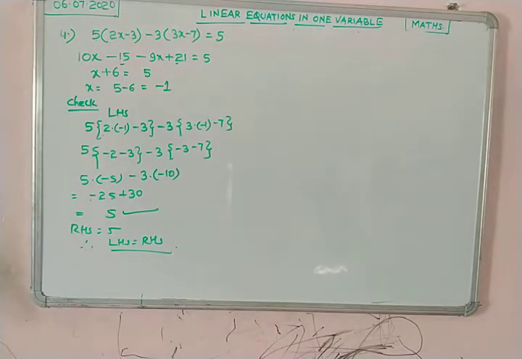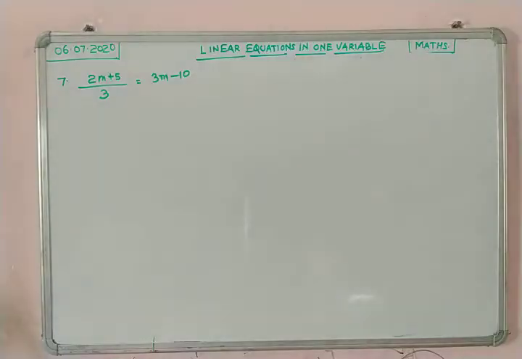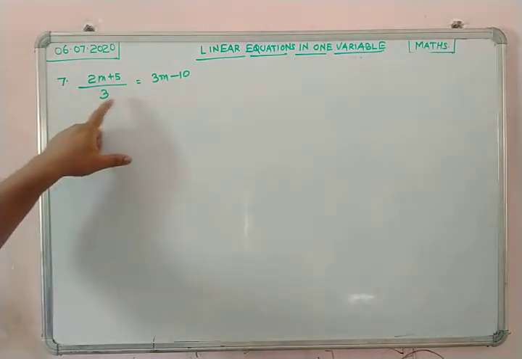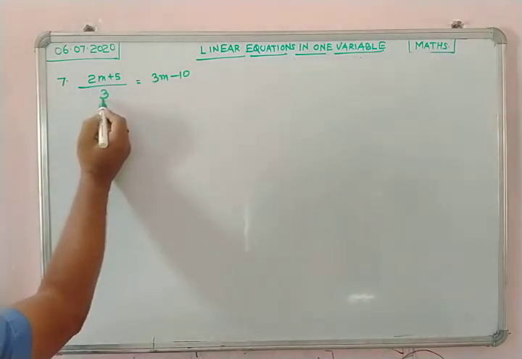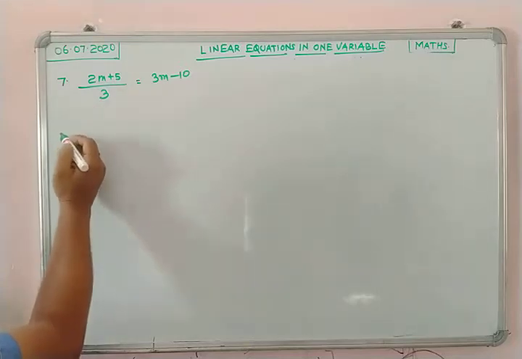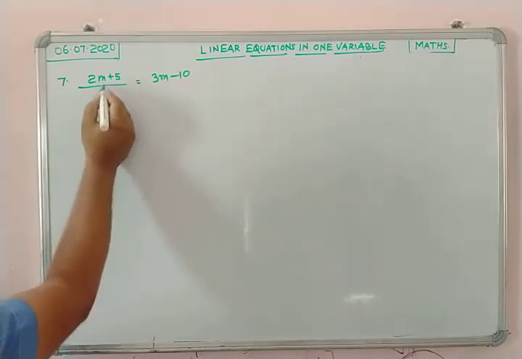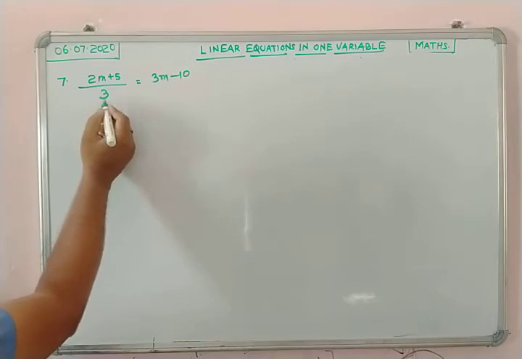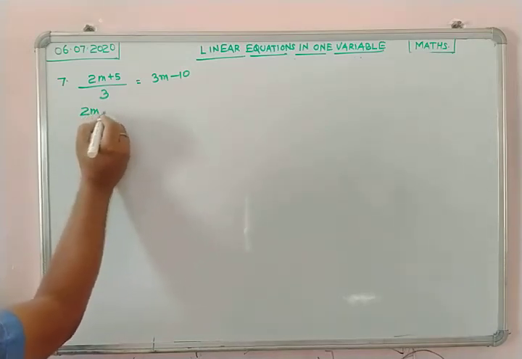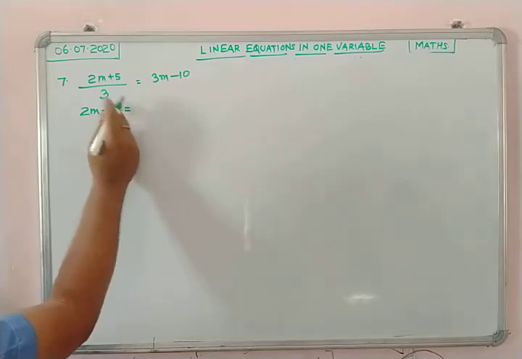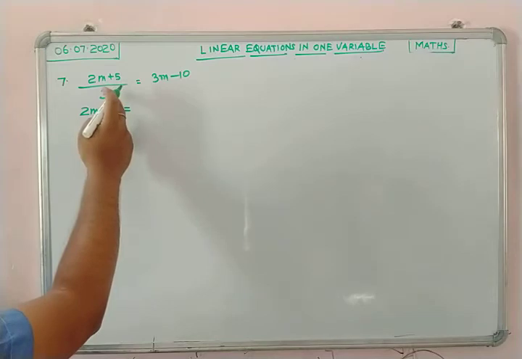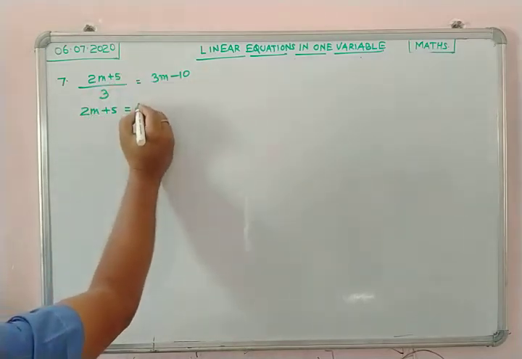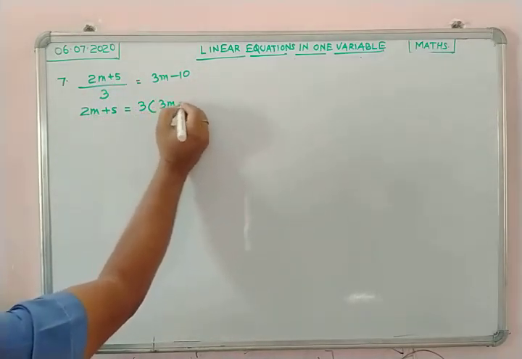I hope again that you have clearly understood it. Now look at question number 7. 2m plus 5 by 3 equals 3m minus 10. Here this 3 is dividing this expression, so this has the relation of division. In the next step, 2m plus 5 equals, this is by 3, so it will go to the right hand side and division will turn into multiplication. So 3 into 3m minus 10.